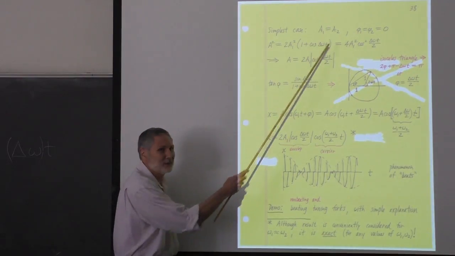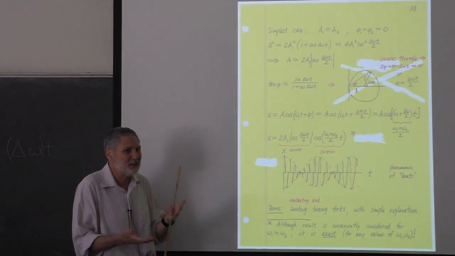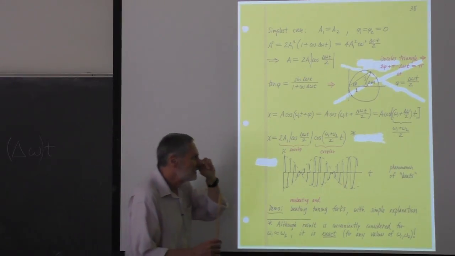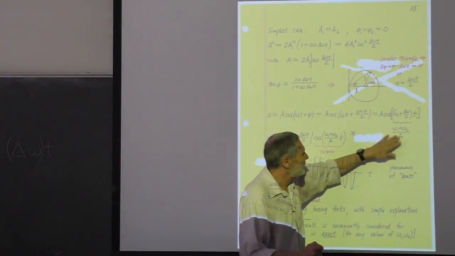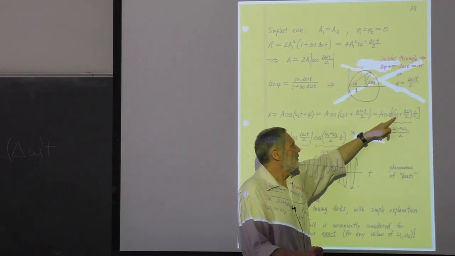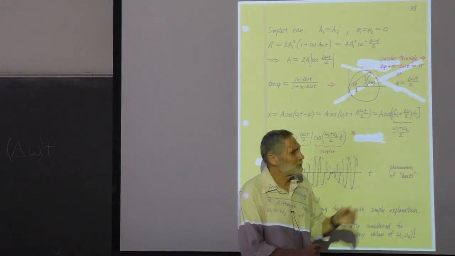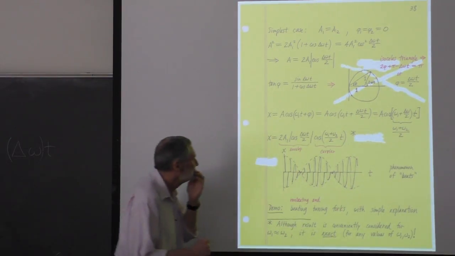Remember, we have equal amplitudes here. So these two sinusoids are weighted equally. It's not at all surprising that we've ended up with our fast frequency. Why should it be omega 1? Why can't it be omega 2? Well, it's the mean. That's what this shows, which is reasonable, I think.